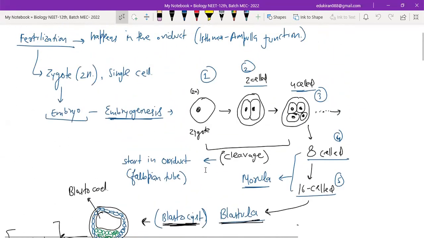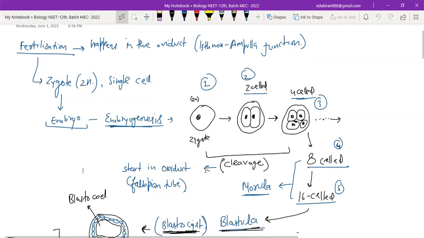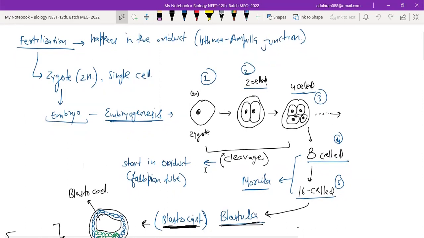Okay, so let's start with a quick recap of these 4 things. What does these 4 words mean? Implantation, gestation. So who would like to give me a quick recap in 10 minutes from the last class? Hanifa, can we go with you today?